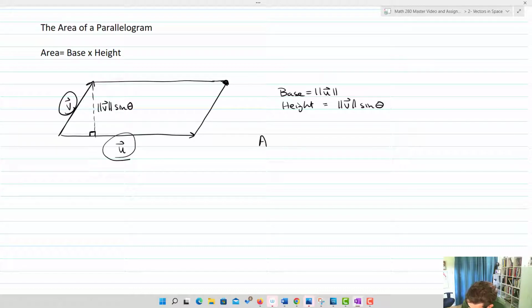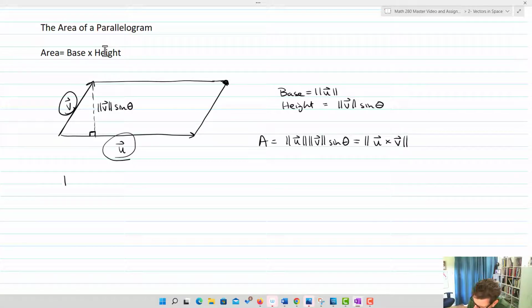So the area A equals u v sine theta. Oh, snap. What is that also equal to? If you remember earlier, that's actually equal to the magnitude of the cross product. And that's it. That's actually how we find the area of a parallelogram.